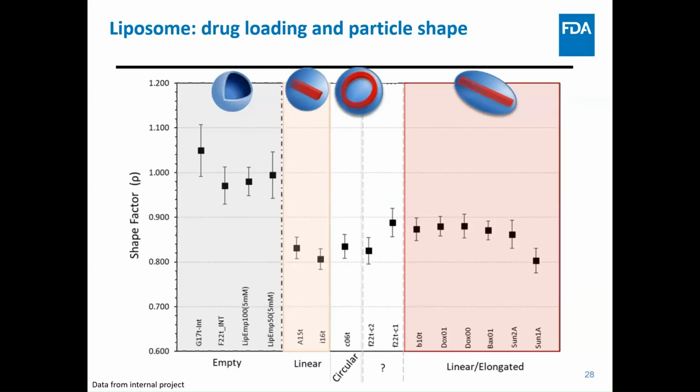We studied many different liposome formulations. Some of them are loaded with drug, and some of them are empty. Some of them have a generally spherical shape. Some of them are elongated. As you can see, AF4 is very sensitive in picking up the difference in their conformation and tells us what the shape of the liposome is.